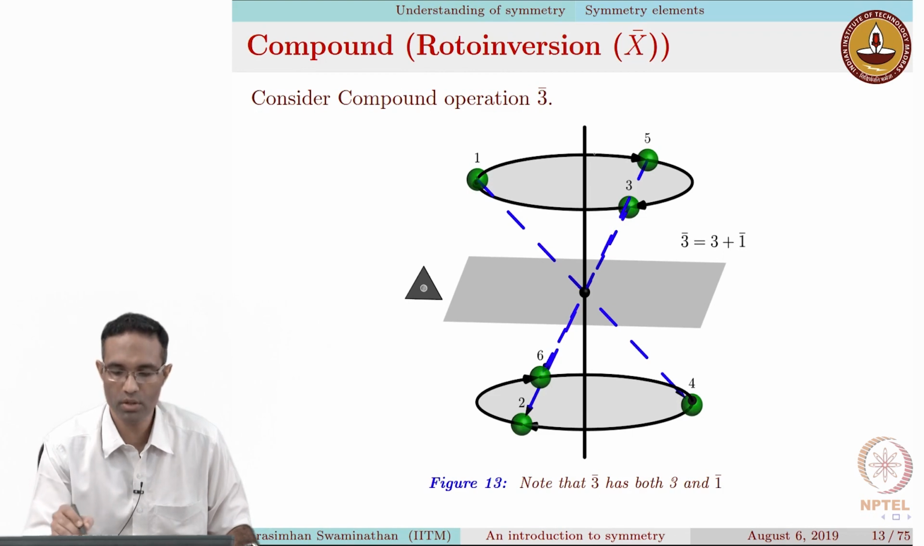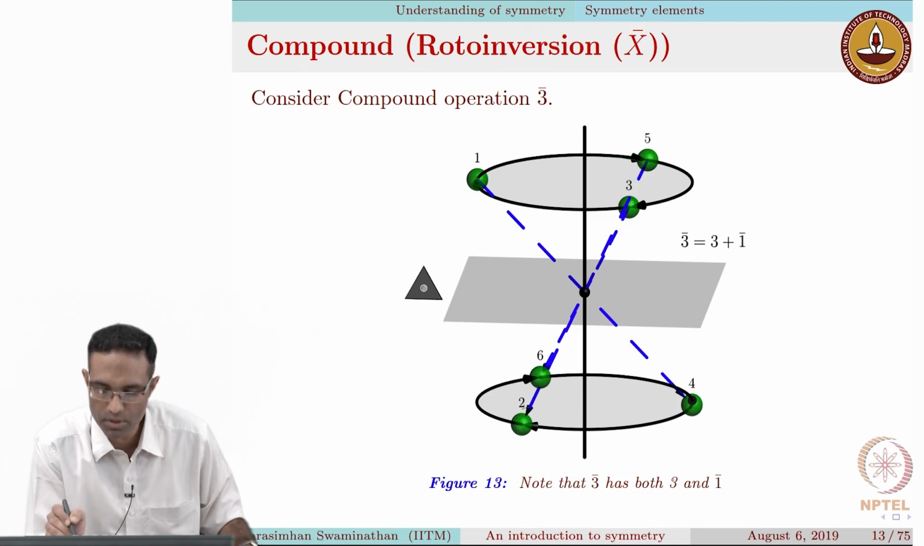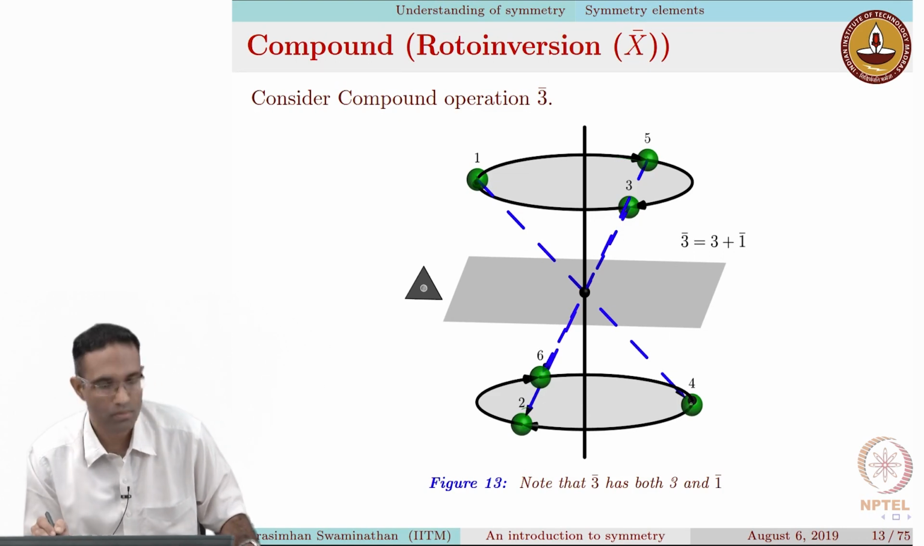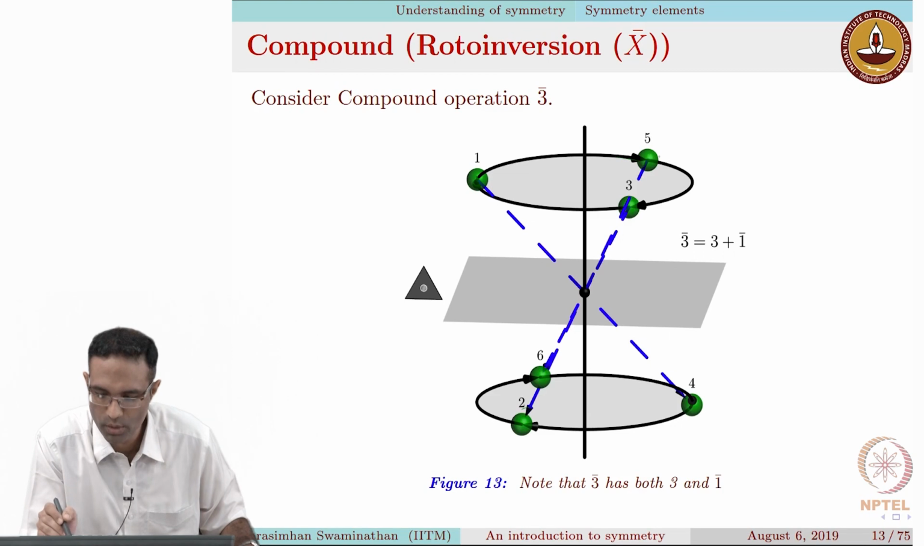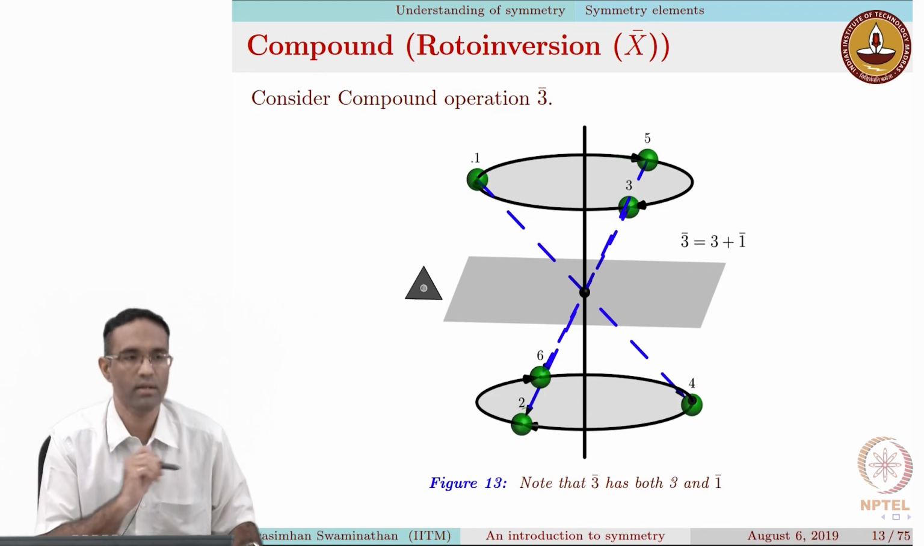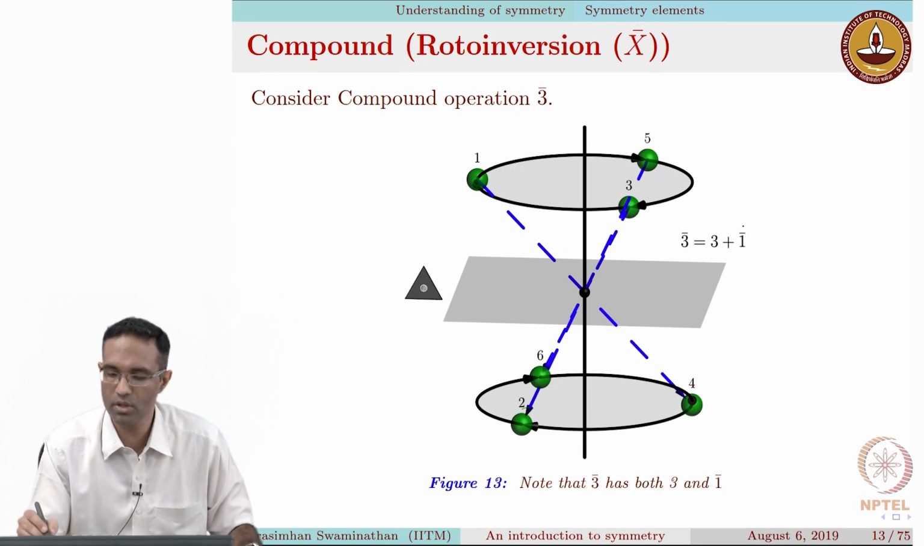So there's a 3-fold rotation and an inversion. One will actually go to 5, but it won't stay there, and then it will be inverted to point 2. So when you do this operation on atom 1, it results in atom 2. When you perform the same operation on the just generated atom 2, it generates atom 3, right? Then you do it on 3, it generates 4. Do it on 4 again, it generates 5. Do it on 5 again, it generates 6. But when you do it on 6 again, what does it generate? 1. It generates 1. So it will start repeating itself over and over again, right? So therefore this operation is 3 bar.